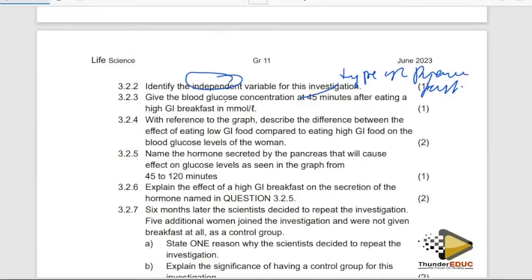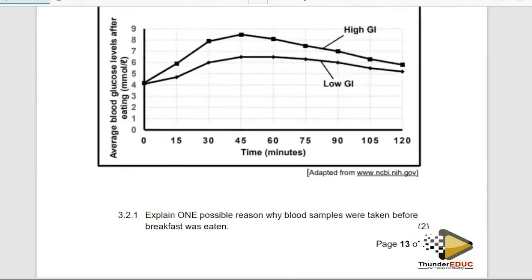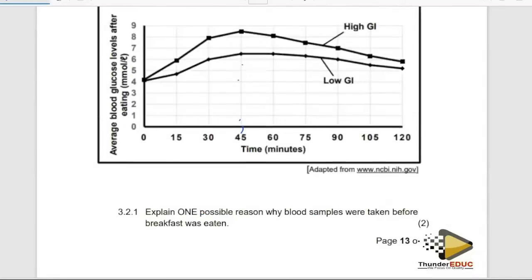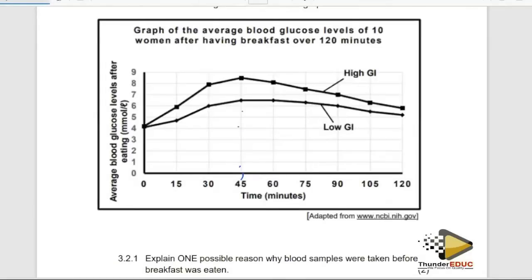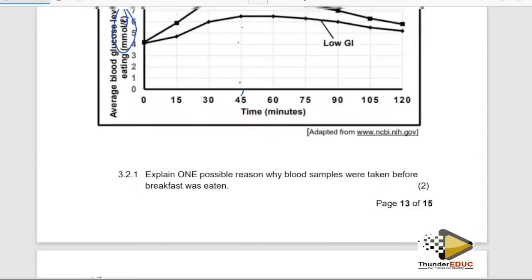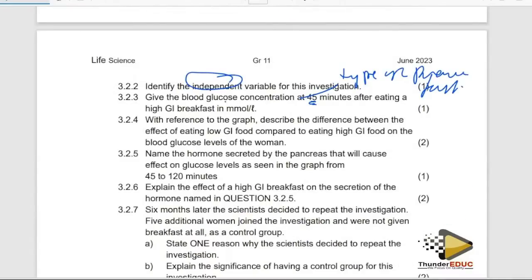Then, with reference to the graph, give the blood glucose concentration at 45 minutes. 45 is here. For what now? They're saying for high. So high is that. You draw a line here. So it's around 8.5, maybe. Around 8.5 millimoles per liter. Whatever unit it is, just put the unit there. So it's mmol per liter.